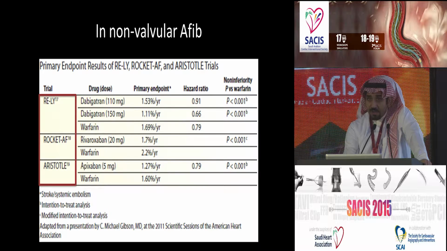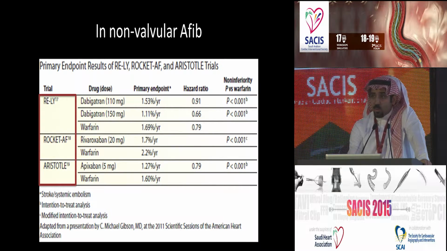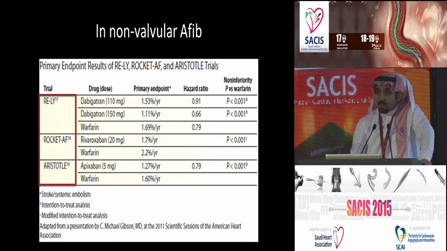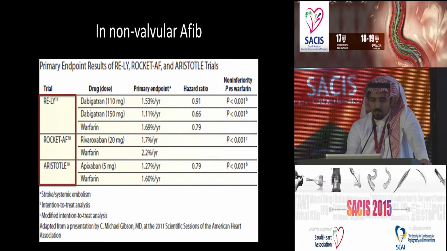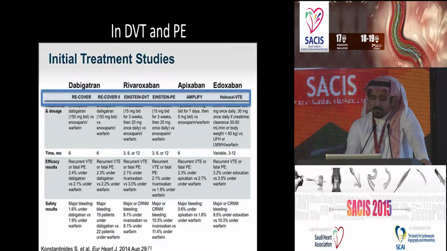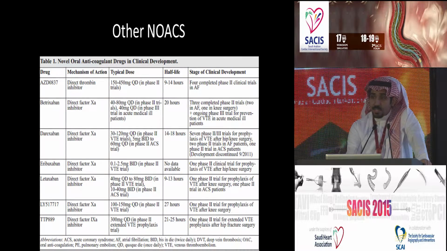In non-valvular AFib, the seminal trials that were introduced are RE-LY, ROCKET AF, and ARISTOTLE, and they show that the NOACs have equivalent efficacy to warfarin with a lower risk of bleeding. They've also been approved for DVT and PE based on RE-COVER, EINSTEIN DVT, EINSTEIN PE, and Hokusai-VTE. There are other NOACs in the pipeline as well. They've been introduced but haven't been proven yet for specific indications.